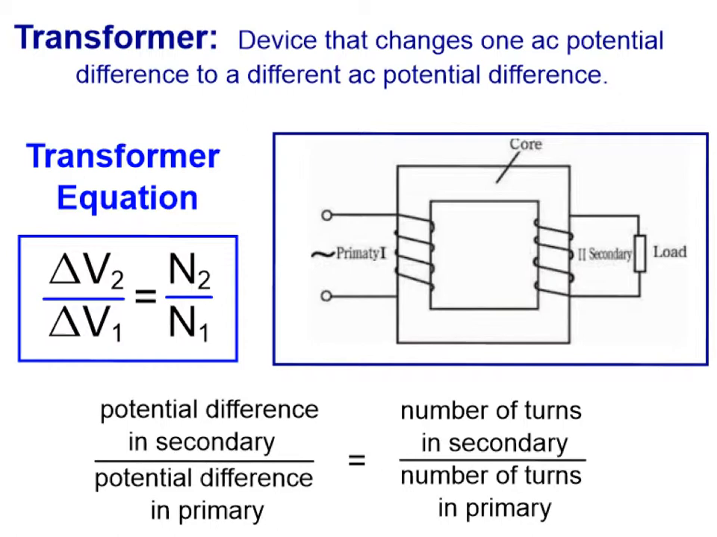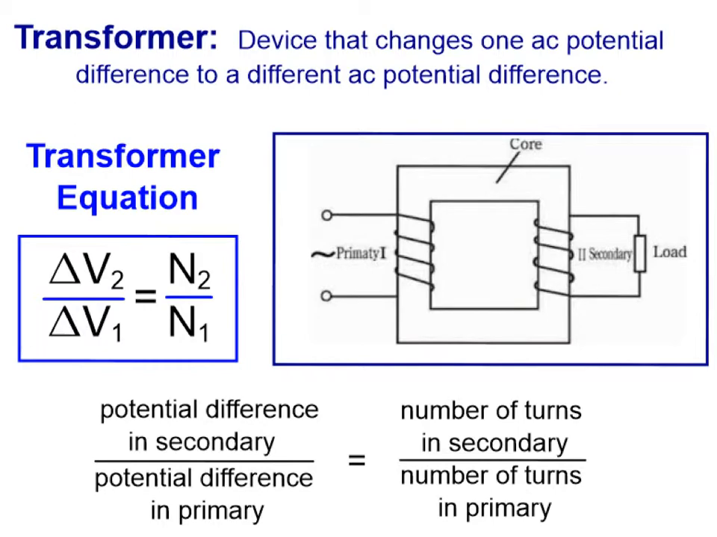A transformer is simply a device that changes one alternating current potential difference to a different alternating current potential difference. We can have step-up transformers where the voltage is increasing, going from a lower voltage to a higher voltage. Or we can have a step-down transformer where we have a higher voltage and then in the secondary circuit it's a lower voltage.